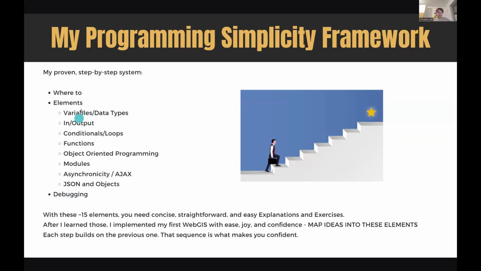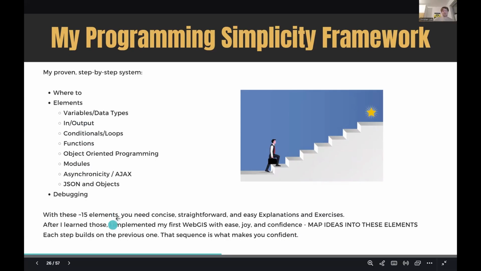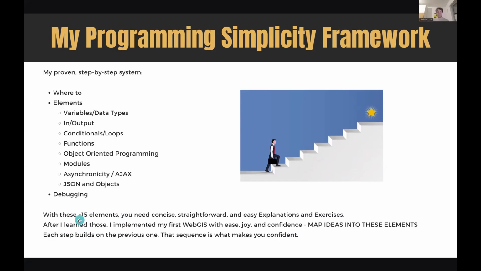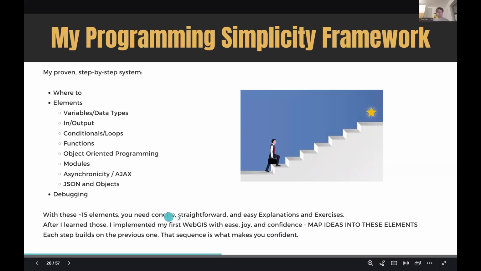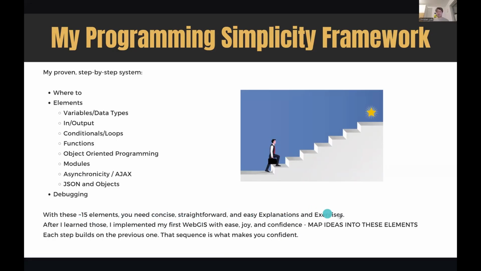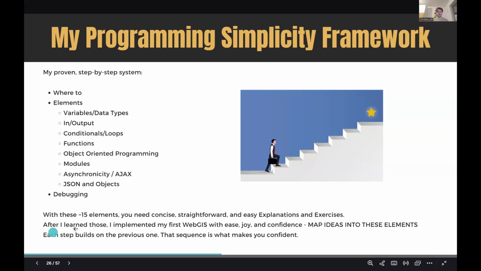That's it. Okay, you can see here 1, 2, 3, 4, 5, 6, 7 or something, but some of them have like 3, 2, and so on. Okay, but basically it's about 15 elements, and you can read and write every code that you want. Okay, simple, concise, straightforward, and easy explanations and exercises. That's it. Okay, after I learned those, I implemented my first WebGIS application with ease and joy and confidence.